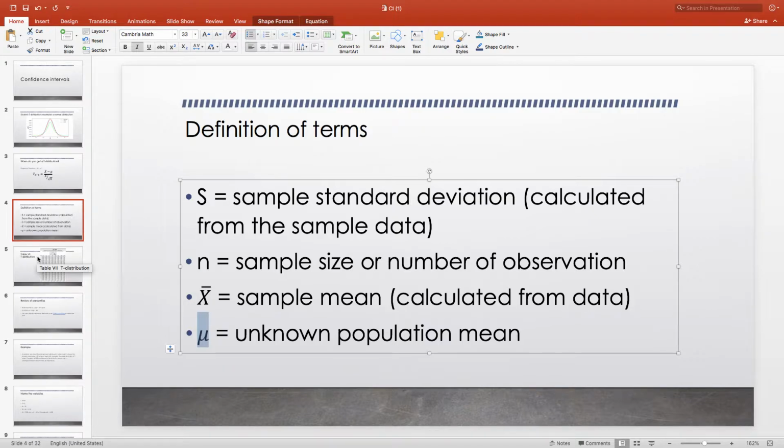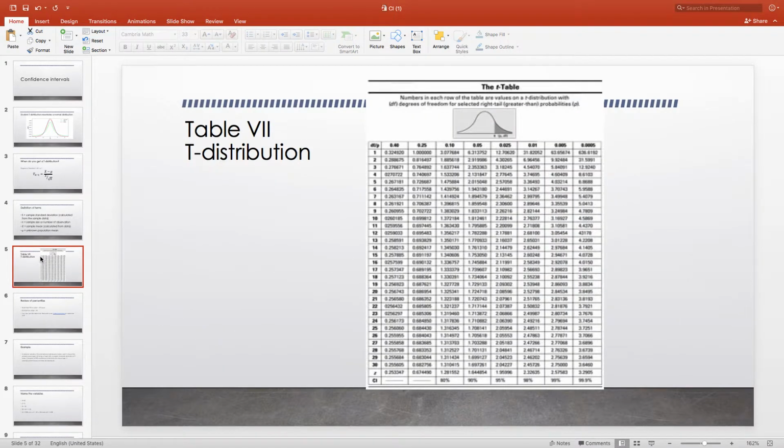Now, to calculate probabilities with the t-distribution, you can use your table, and there's one in the back of the book. It's table VII for your t-distribution, and it should look something like this. And this is a little bit hard to make out. Or you can use an online calculator, and I'll show you an online calculator that I use. Okay.